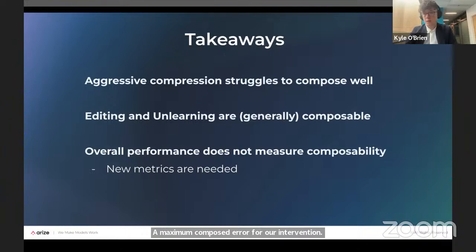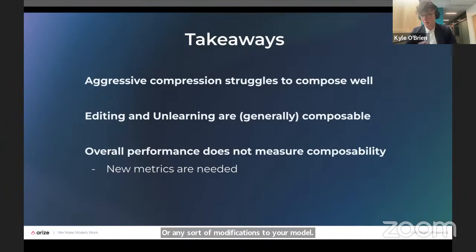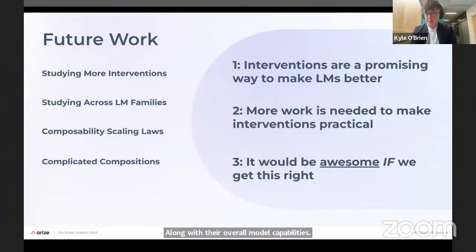So whenever you're making a new intervention or any sort of modification to your model, you still want to have really robust overall performance evals. Metrics like your edit success or unlearning success are intervention-specific metrics, and you'll need to measure those as well, along with your overall model capabilities. This is the first of what we think can be a quite fruitful direction for practitioners and researchers to look into for making interventions more practical.